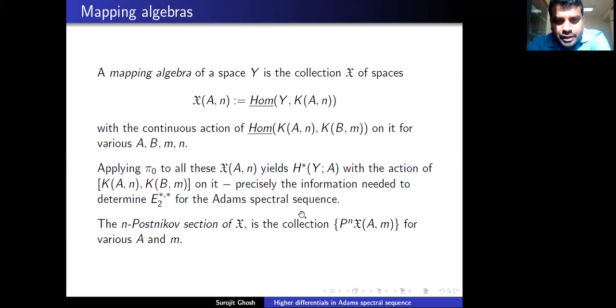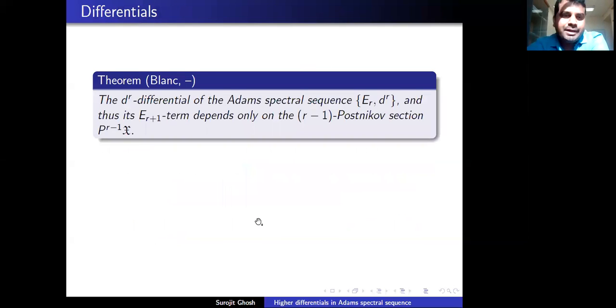So in general, for any collection of these spaces, like any mapping algebra, we can define a Postnikov section as the individual Postnikov section of the mapping spaces. And with this notation in hand, we can state our result.